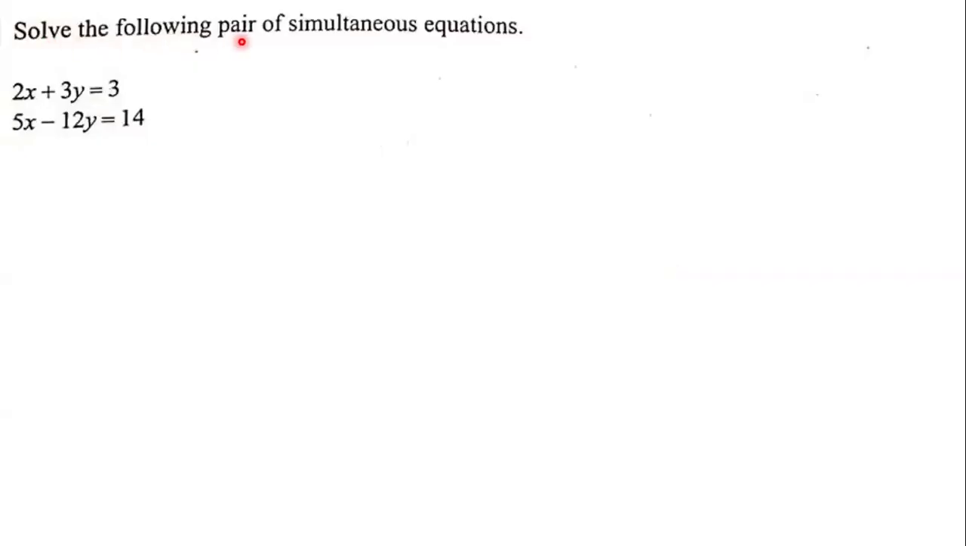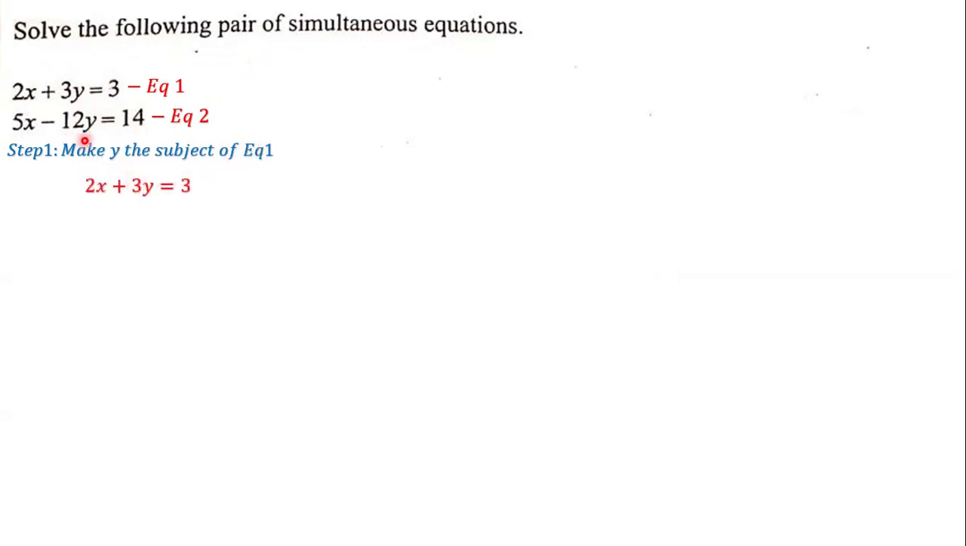Solve the following pair of simultaneous equations. We have 2x plus 3y is equal to 3, and then we have 5x minus 12y is equal to 14. We label this equation, equation 1, and we label this equation, equation 2. Next, we're going to make y the subject of equation 1.